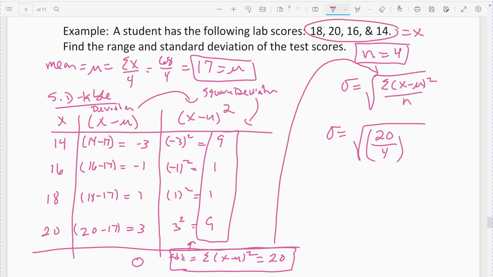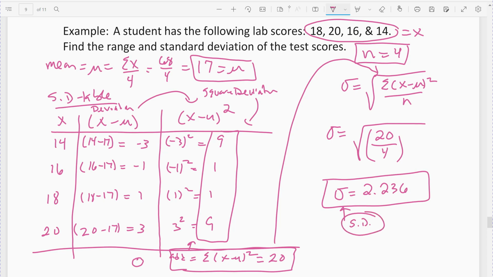Again, one shot's fine. Do not round until the end of the problem, so if the fraction comes out ugly, leave it as the fraction. Rule of thumb is just leave it, because then you're less likely to make an error. So it's the square root of that fraction, and that should come out to 2.236, and again, whatever the test, quiz, or homework asks you to round to, make sure you round to it, but there is my standard deviation.